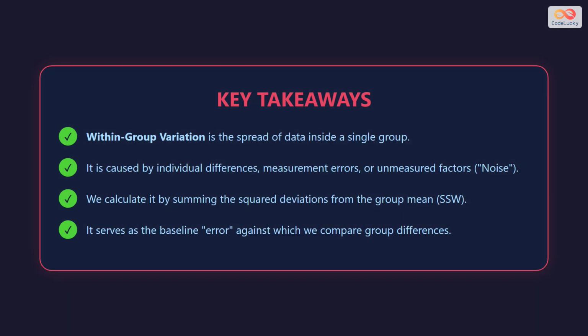To wrap up, remember these key points. Within-group variation is the spread of data inside a single category. It arises from individual differences and measurement imperfections, often called noise. We calculate it using the sum of squares within, and it acts as the baseline error we compare against to find significant patterns.